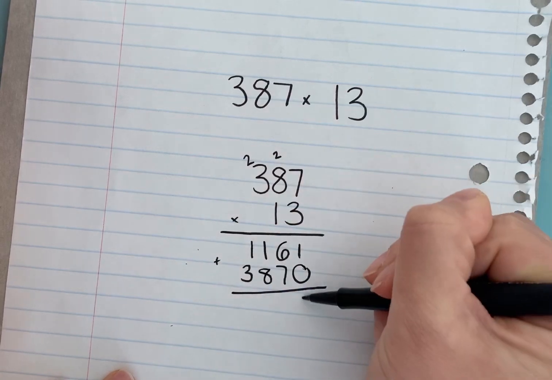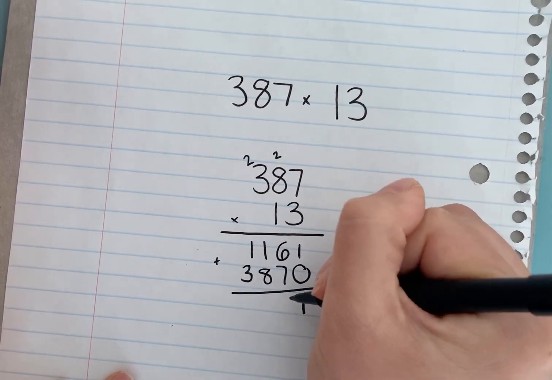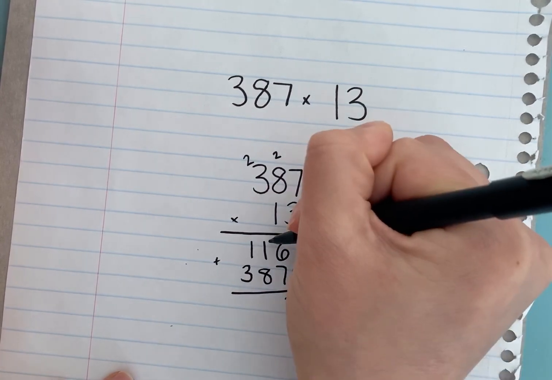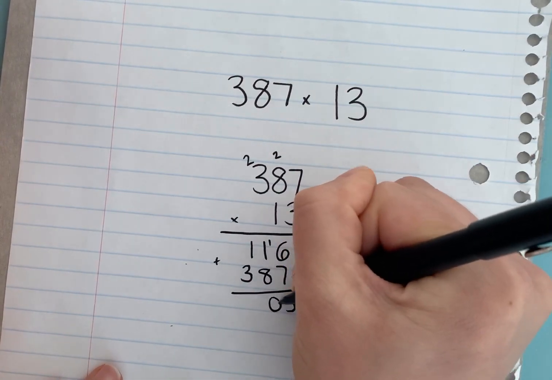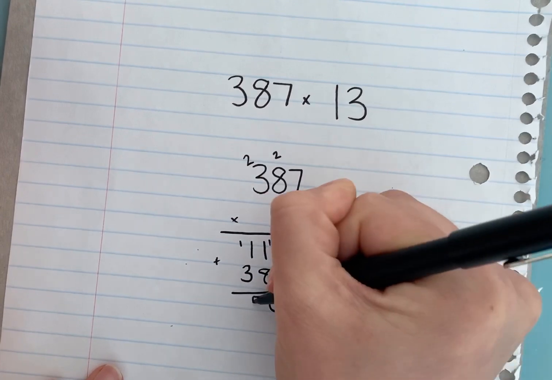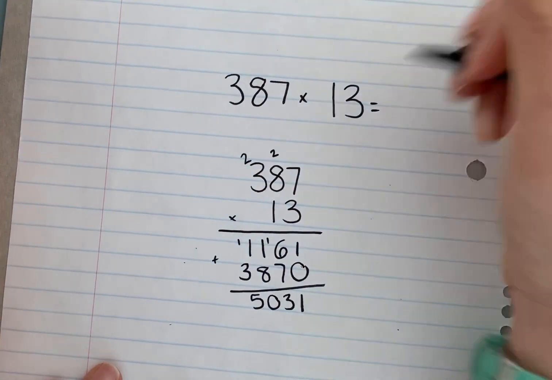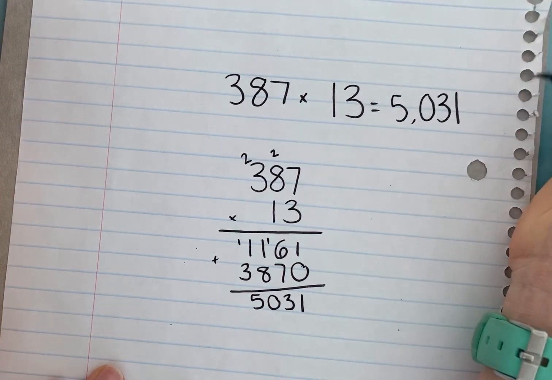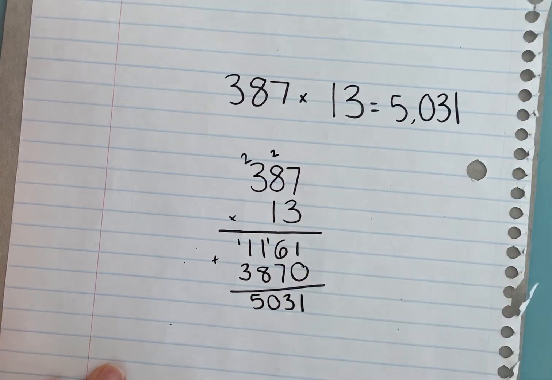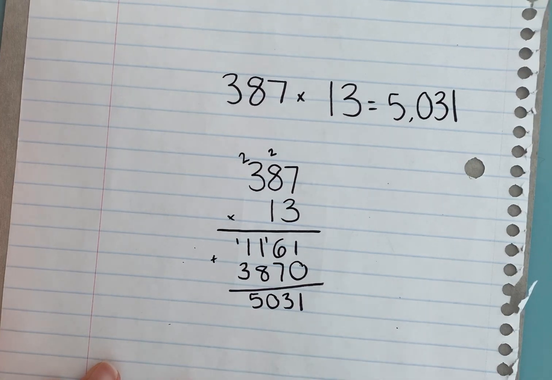Okay, add them up. 6 plus 6 is 12. 1 more is 13 using my doubles tricks. 1 plus 8 is 9. Plus 1 more is 10. 3, 4, 5. Okay, so that is 5,031. The same as when we had 2 by 2, right? That's really pretty much the same.